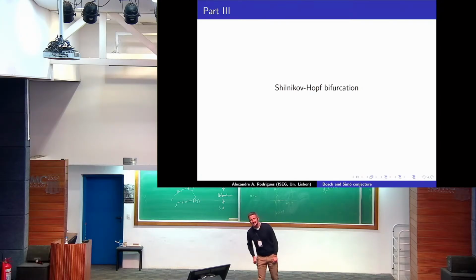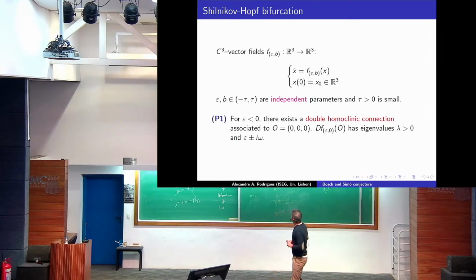right? So let's go to the third part. The second part is just a motivation. Is it okay? By now, it's okay? It's not very heavy, I guess, okay? So let's define the Shilnikov-Hopf bifurcation.